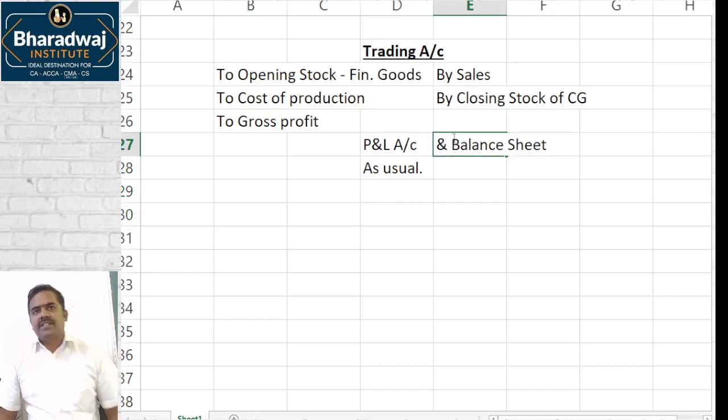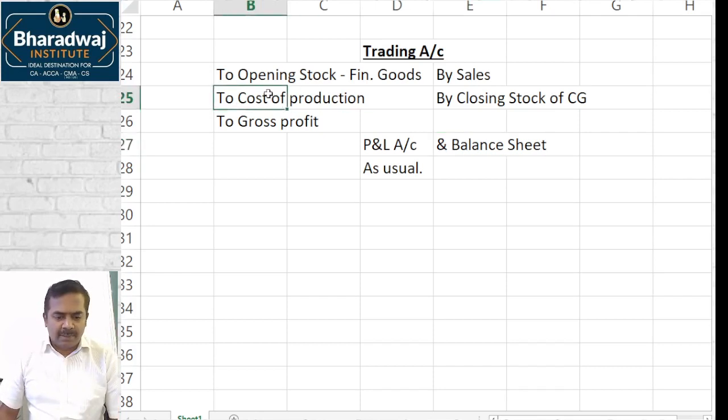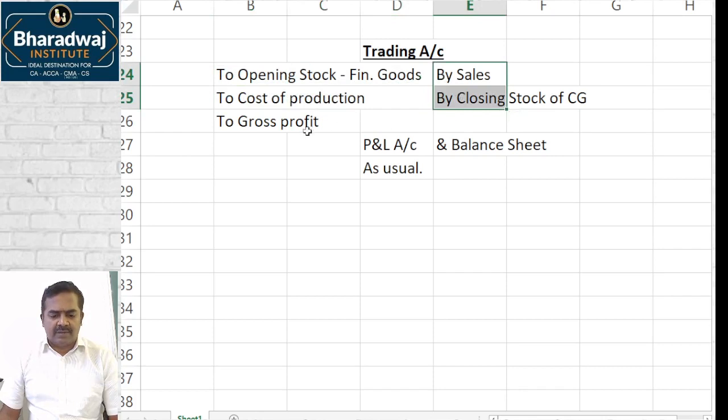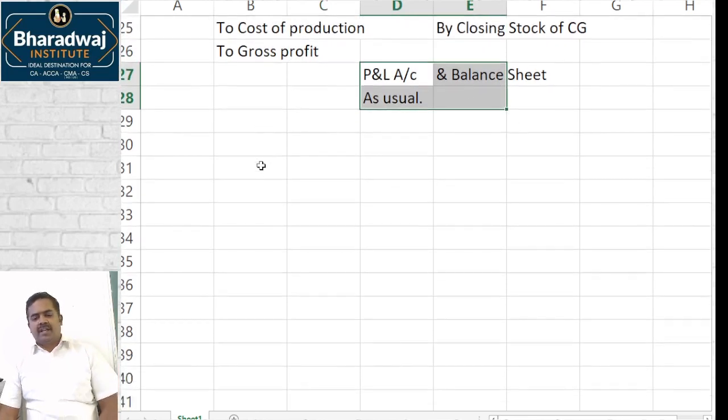So the difference is that a manufacturer will prepare one extra account. Which account? Manufacturing account, to find out what? Profit or loss, or cost of production? To find out the cost of production. The cost of production is then charged to the trading account. So finished goods are recorded in the trading account. Opening stock of finished goods, cost of production, sales and closing stock of finished goods will give us gross profit. The P&L account and balance sheet are prepared as usual, like a trader.